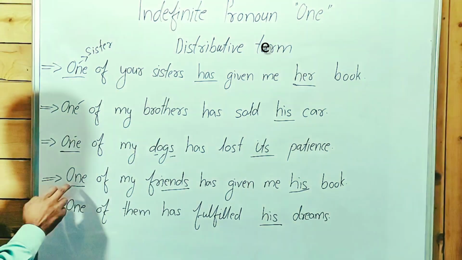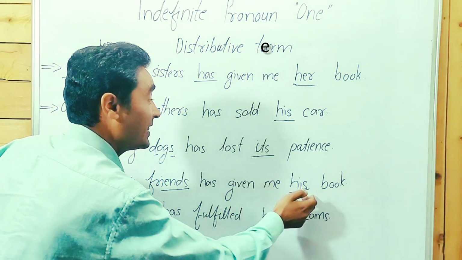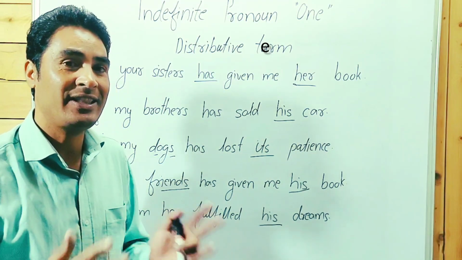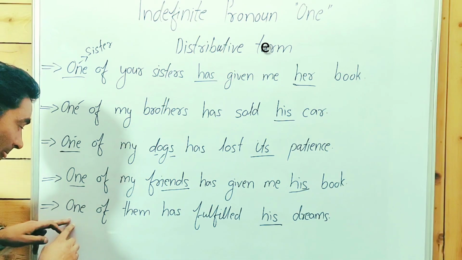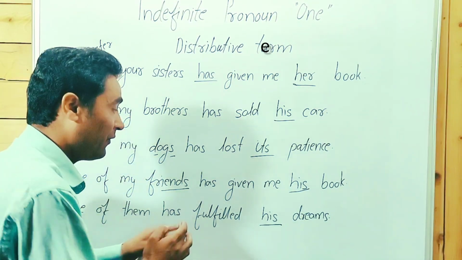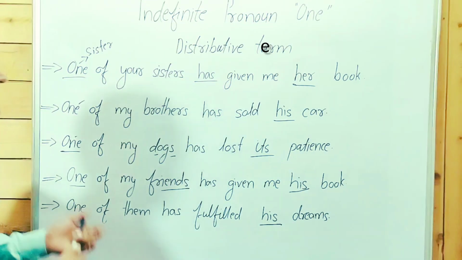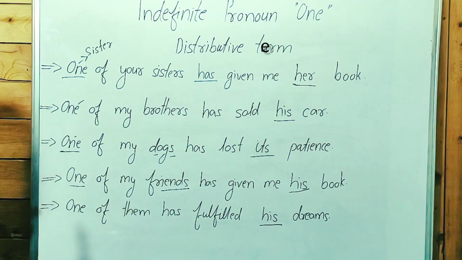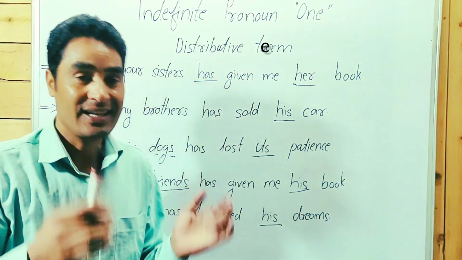If we are talking about two, two of my friends have given me their books, in this case we have to use their. Two of them have fulfilled their dreams. I hope you understood about it. So this is the distributive term. In this case we have to use with one masculine gender.